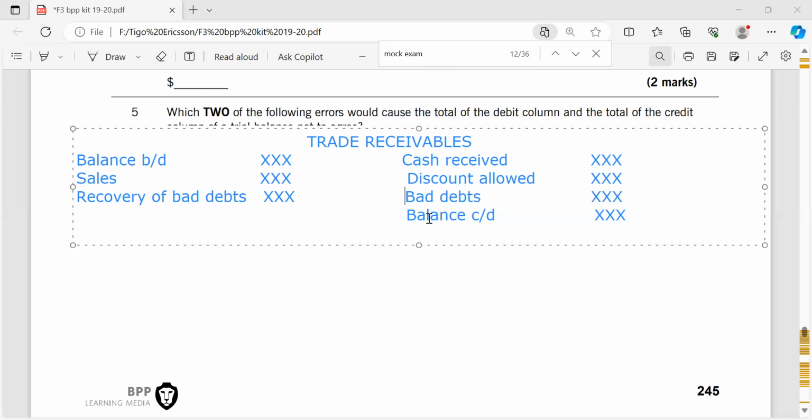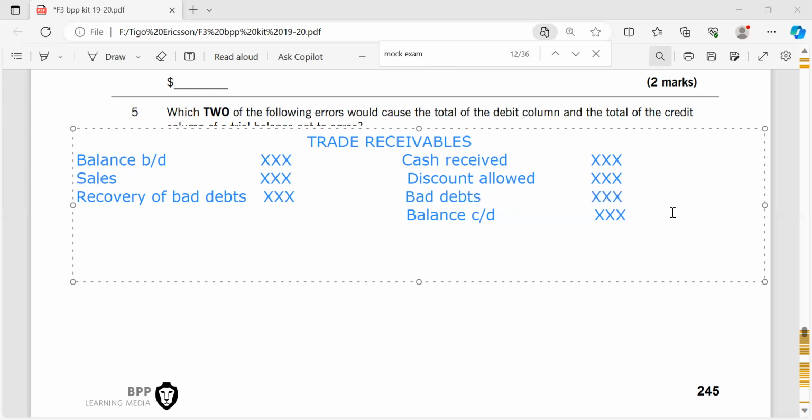What I'm trying to say is, you need to understand one thing. At this point here, I'm not debiting recovery of bad debts. I'm debiting trade receivables. You see this? For example, you asked a very good question. Let's say a customer was owing you $100, which you deemed that you would not be able to receive, maybe due to the financial situation of your customer. So you had this bad debt of $100.